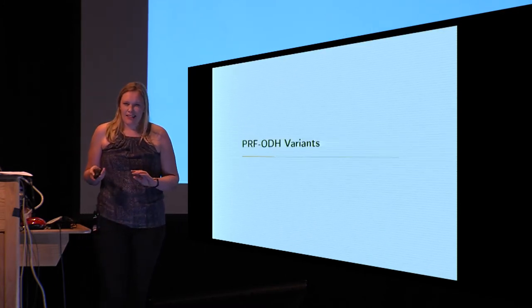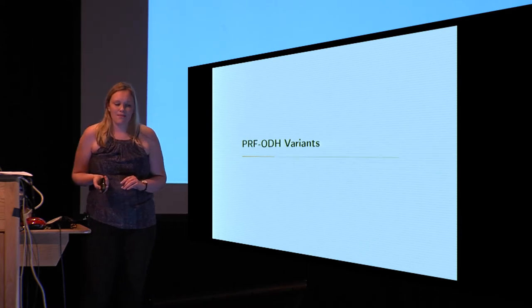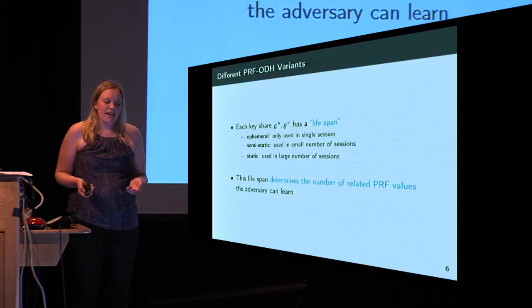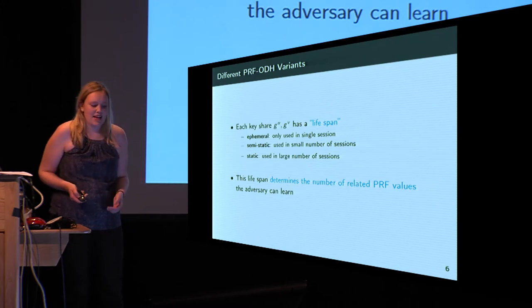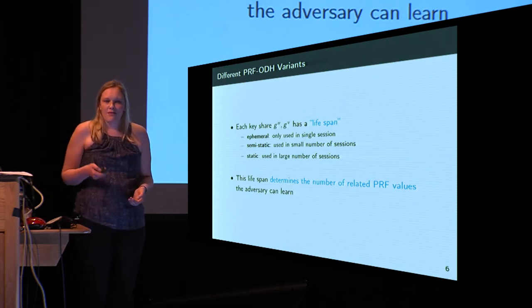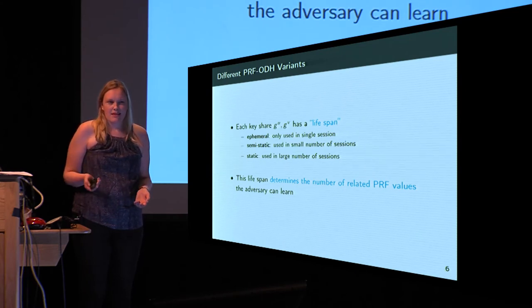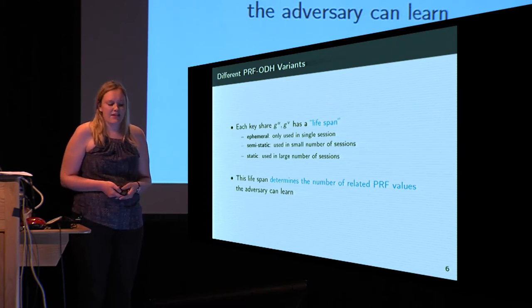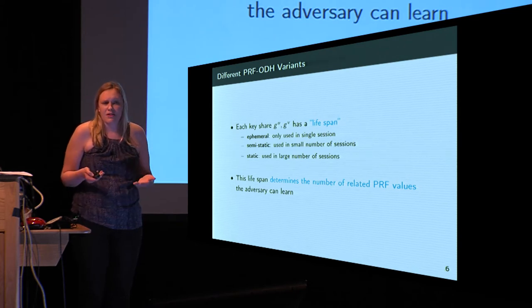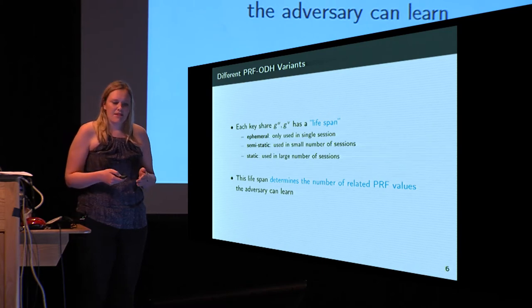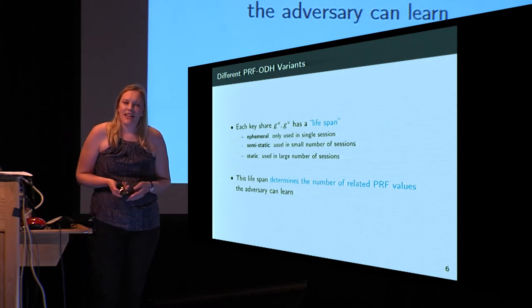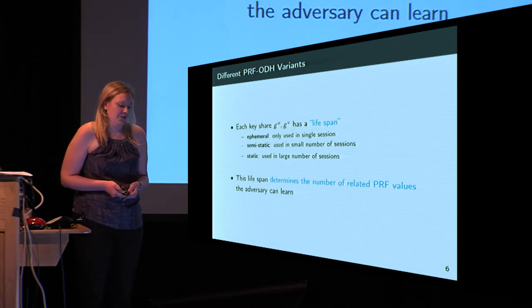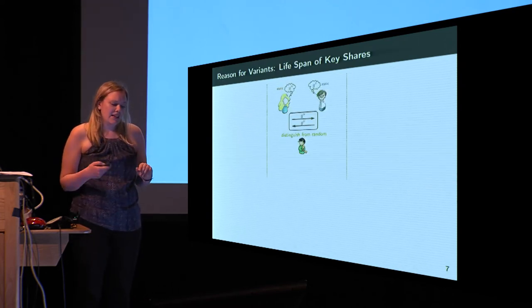Now, I already indicated that there are different variants of the PRF ODH assumption out there. This is due to the fact that these key shares have a kind of lifespan. They may be ephemeral, meaning whenever a session is initiated, this value is generated freshly. Or they may be semi-static, a kind of medium-lived notion, where these keys are reused in a smaller number of sessions. Or they're static or long-term and hence used in a large number of sessions. These lifespans then directly determine how many related values the adversary can learn. So let's look at this in a bit more detail with our example.